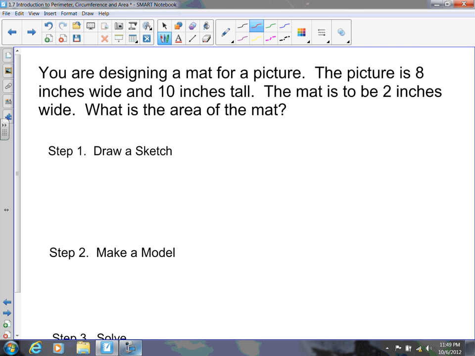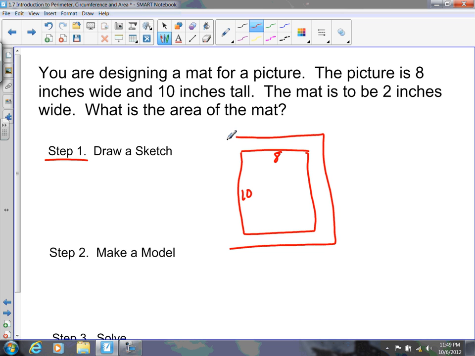So in this next example, you're designing a mat for a picture. It's kind of the border that goes around the picture. The picture is 8 inches wide and 10 inches tall. Whenever I have a word problem, I'm going to be doing these steps. I'm going to draw myself a picture, 8 inches wide, 10 inches tall. The mat is to be 2 inches wide, so all the way around this, we're going to have a mat of 2 inches.